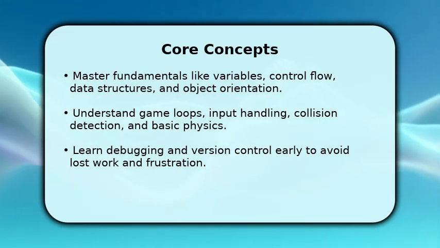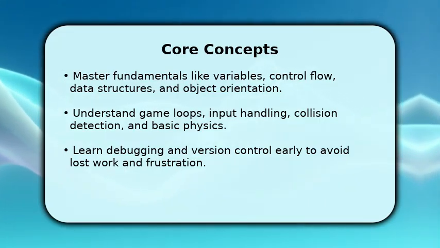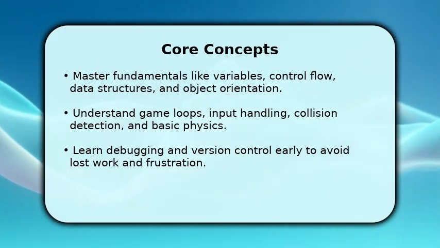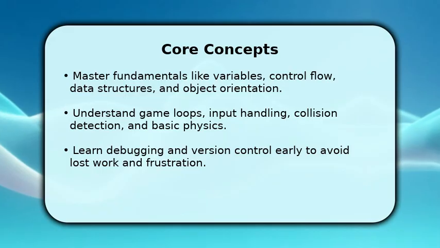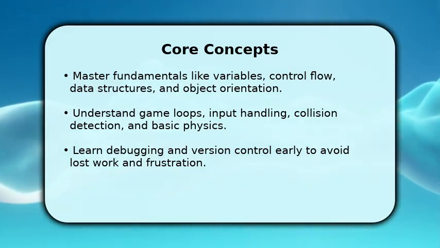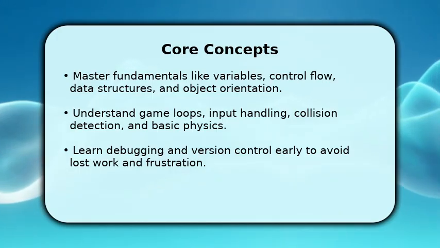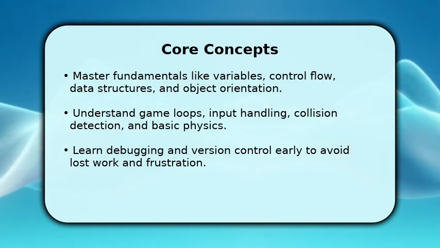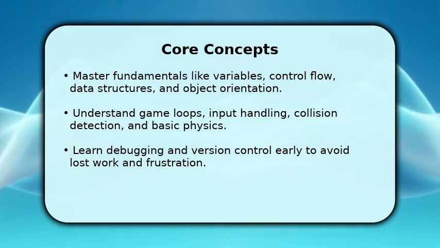Focus first on clear, reusable code patterns and object-oriented design for characters and game systems. Practice implementing a game loop, handling input, and resolving collisions with simple examples. Use debugging tools and version control to manage changes and fix bugs faster. Build the habit of writing and testing one feature at a time to grow steadily and avoid overwhelm.